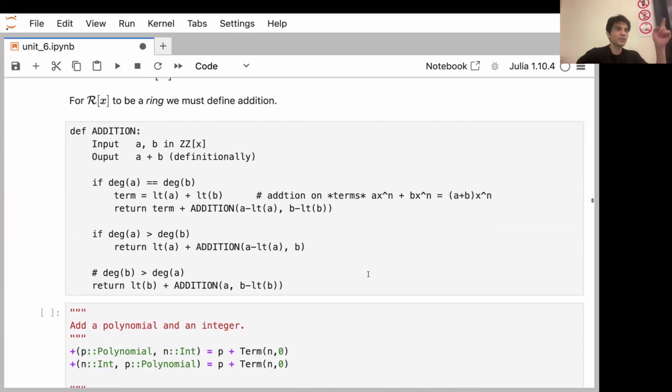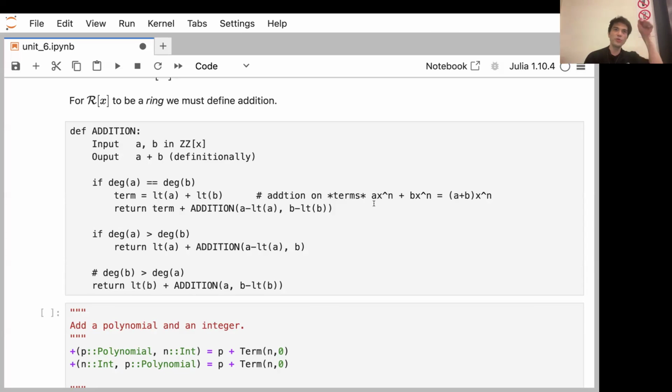Okay, so we talked a little bit about addition. And what did I say? Well, you have to look at the leading term of f and g. And if they're the same degree, you merge them. Otherwise, you just pick one of them to be the new leading term, right? So here's some pseudocode. This isn't Julia code. This is sort of higher level because the idea is you should be able to take this and implement it in any language that you want.